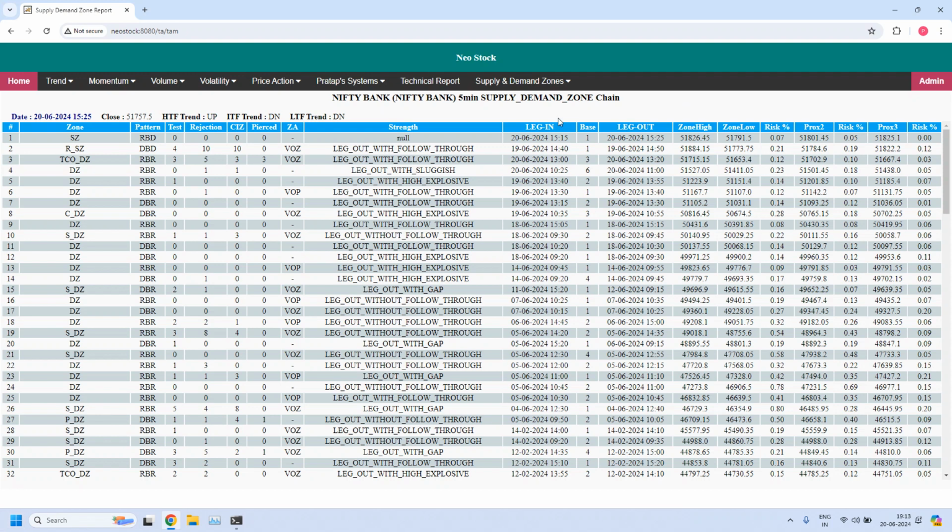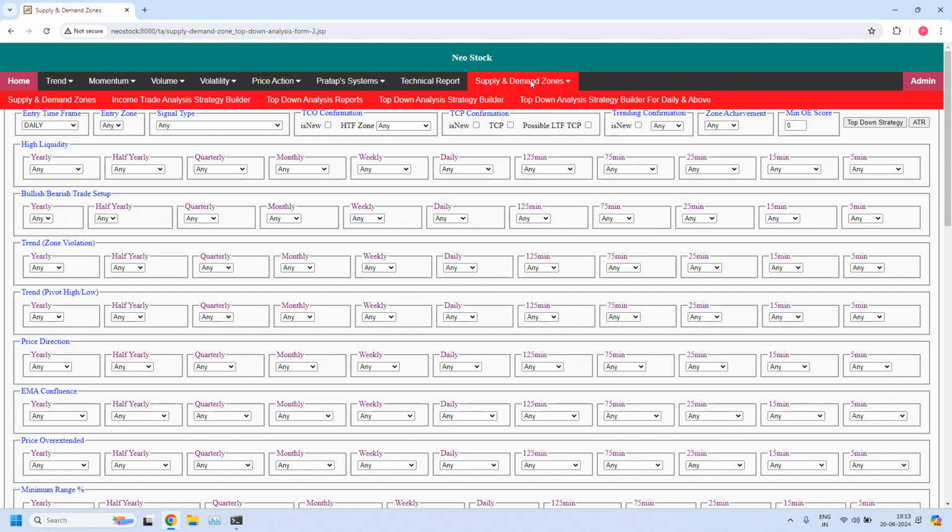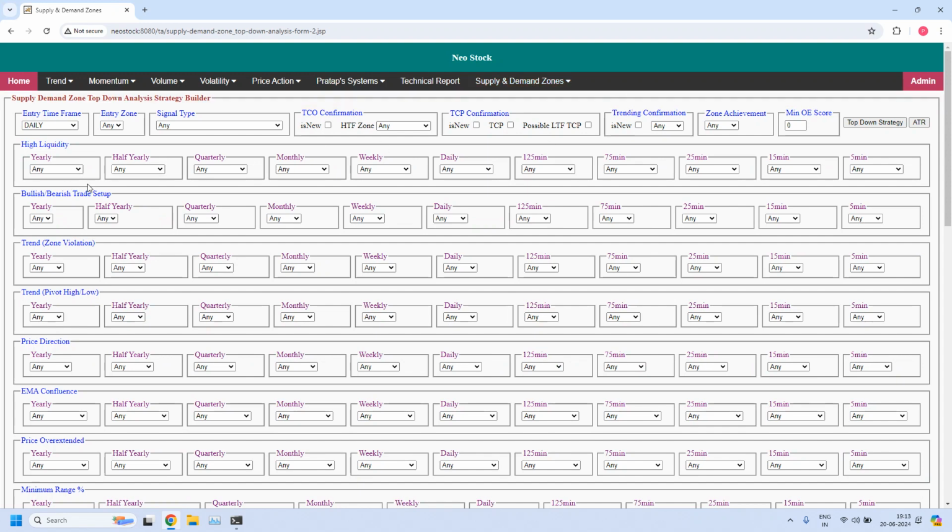Now let us generate bullish and bearish trade setups for monthly, weekly and daily income trades. First, let me generate the report for monthly income trade, bullish trade setup. For monthly income trade, bullish trade setup, entry time frame is daily. For bullish trade setup, entry zone should be demand zone. And also in bullish or bearish trade setup, in daily time frame, I am selecting the value bullish.